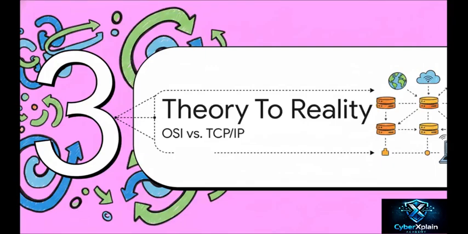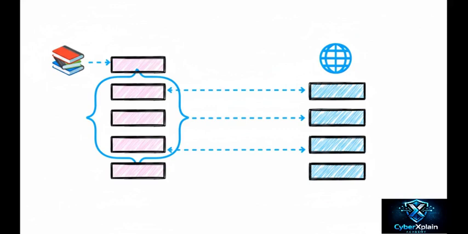Now, the OSI model is an incredibly useful map. It's the perfect way to understand the concepts. But the internet that you and I use every single day actually runs on a slightly more streamlined, practical model. So let's see how our secret map relates to the real world. Here you go. On the left, you've got our 7-layer OSI model. And on the right, the 4-layer TCP/IP model, which is what the modern internet actually runs on. You can see it's a more condensed version.